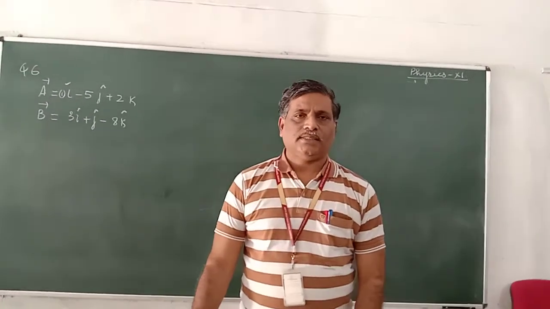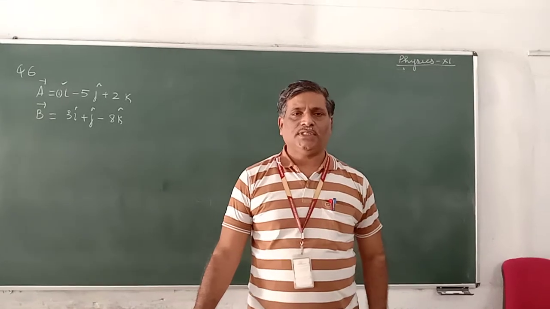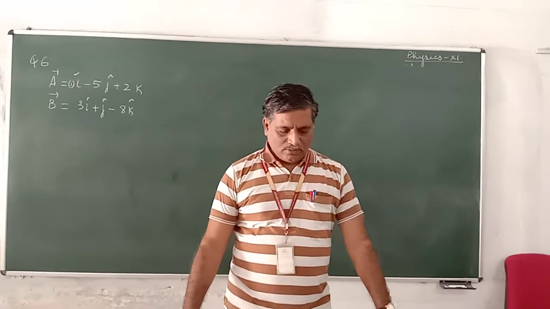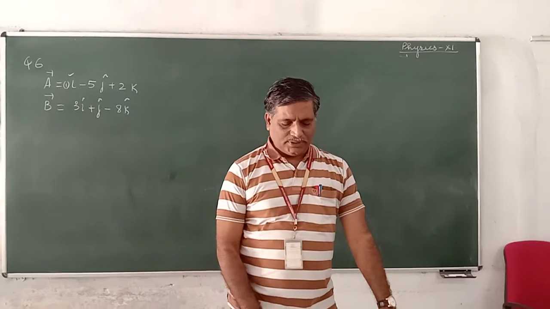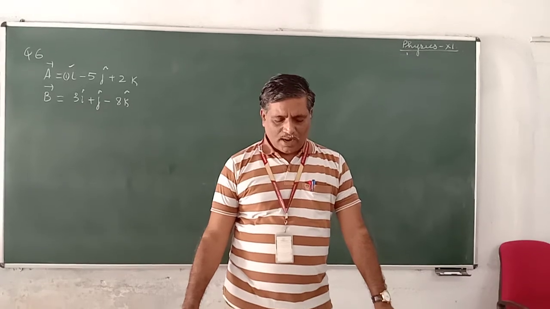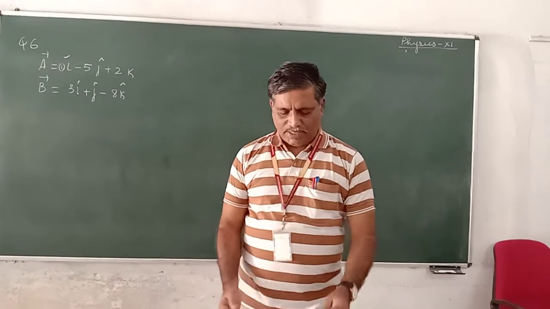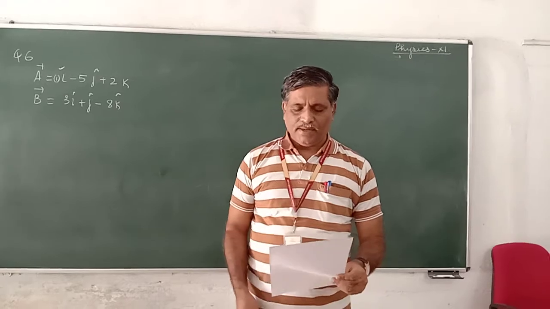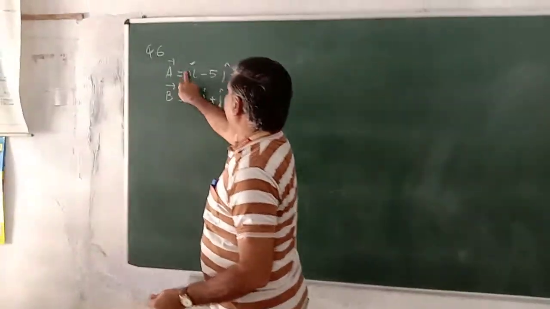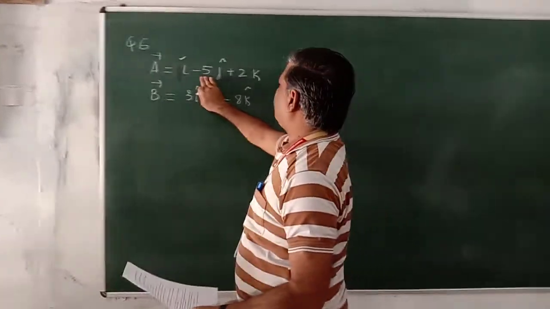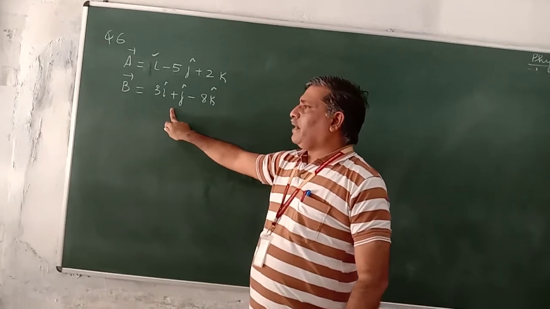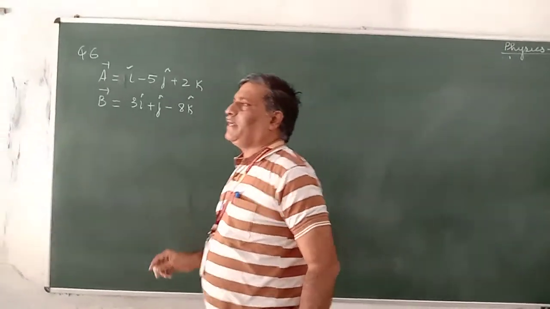Welcome back, dear friends. We have already discussed 5 questions, and now I am extending the same thing to the next 5 questions. The sixth question is to find the dot product of A = i - 5j + 2k and B = 3i + j - 8k. Vector A is i - 5j + 2k. Vector B is 3i + j - 8k.